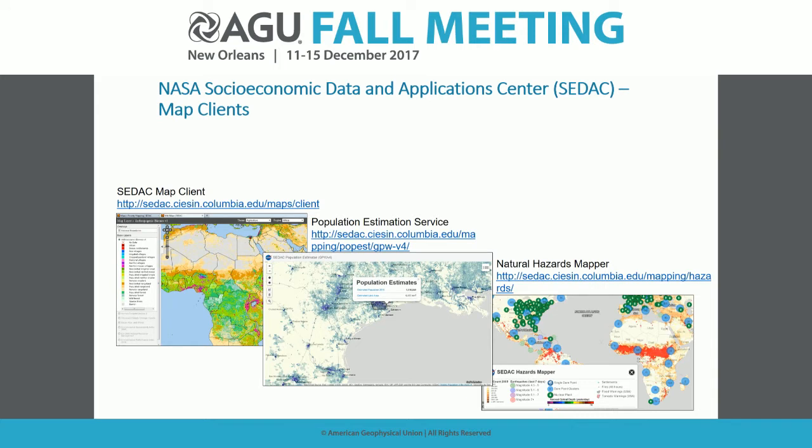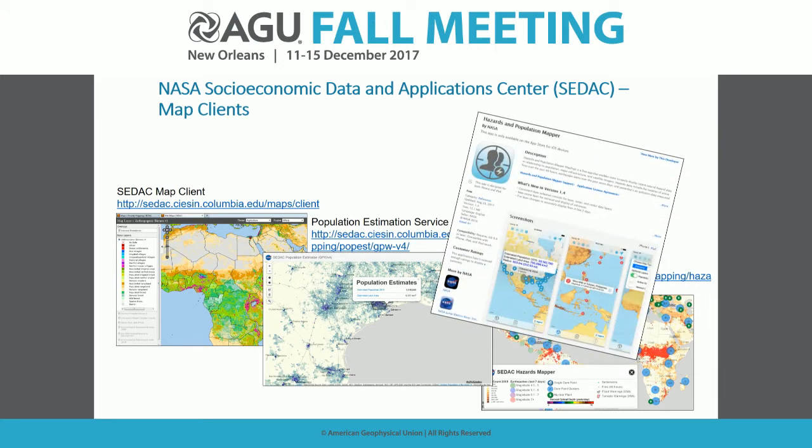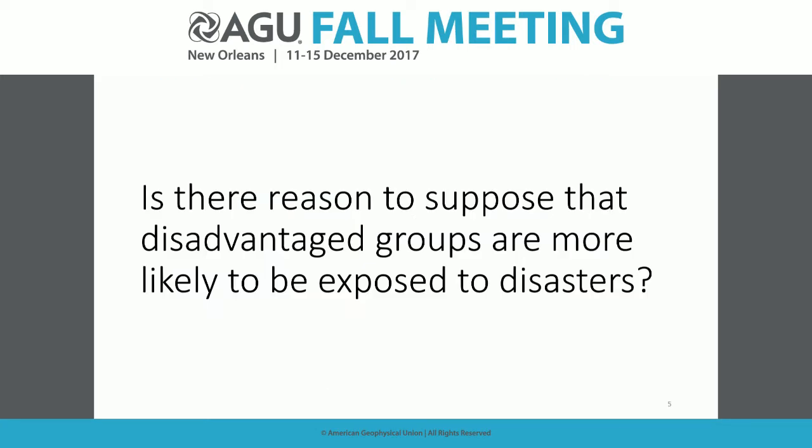Plus, we have a number of map clients. This is the basic map client on the left. We have a population estimation service that allows you to quickly get a population for a bounding box or circle or any polygon you wish to describe. That could be useful in flood zone mapping, for instance. And then the Natural Hazards Mapper, which includes a number of natural hazards layers from NASA, and also allows you to do the same population estimates. And lastly, there's this iPhone app or iOS app, which is called HazPop. So if you own an Apple device, you may want to download that, because you can do some of those same operations using this iPhone app.